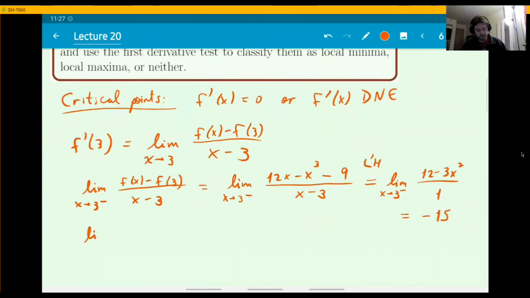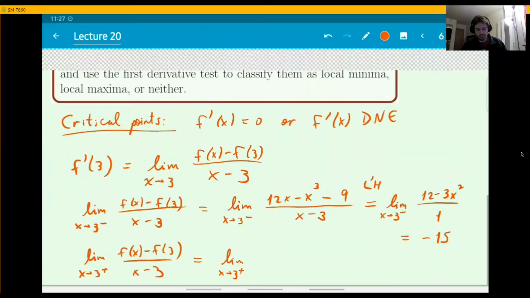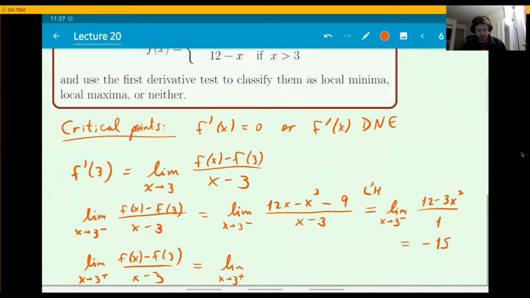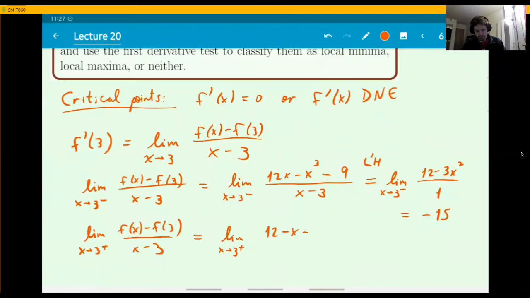But if you do it from the right, the same expression, what changes now is f of x. The value of f of x on the right side of the number 3 is now given by the expression 12 minus x. So on the numerator, you have 3 minus x. Denominator is x minus 3. Those simplify, leave just a minus 1. These are different. So the f prime of 3 does not exist.